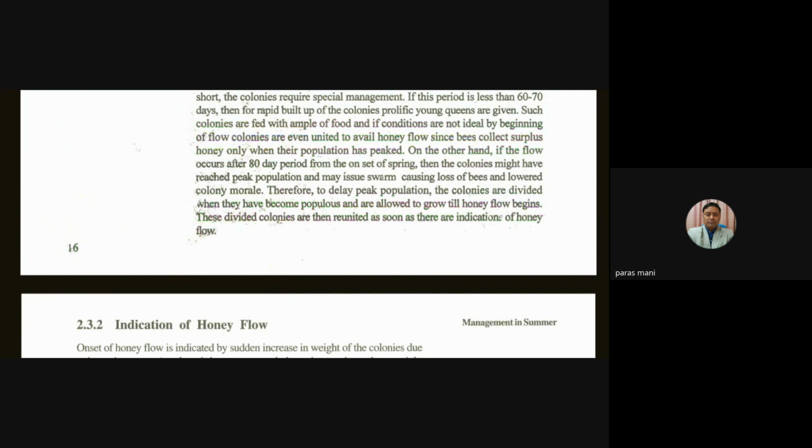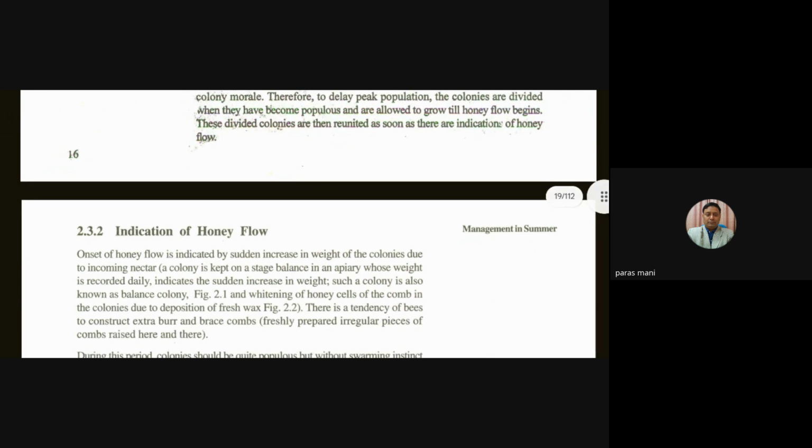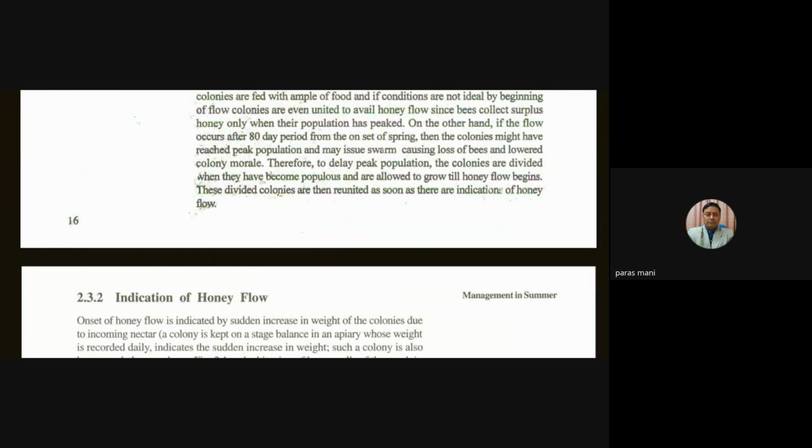When they have become populous, they are allowed to grow until honey flow begins. These divided colonies are then reunited as soon as the indications of honey flow are seen. Yeah, if again after division, the honey flow season starts, the major flowering season starts, then if both the colonies are not ready completely or the population is less, then you can also reunite during the honey flow season.